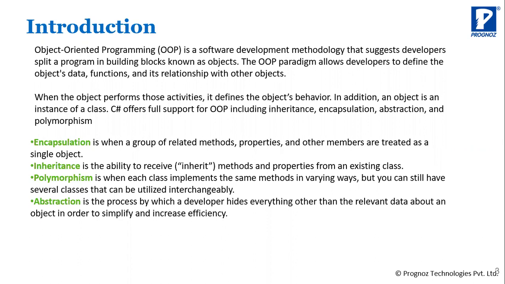Inheritance is nothing but achieving or receiving the properties and methods from an existing class. That is called inheritance, or taking the properties or the behavior of the existing class is called the inheritance concept. Polymorphism: poly means many and morphism means form, many forms. Polymorphism is when each class implements the same methods in varying ways, so different functionality is there. But we can still have several classes that can be utilized interchangeably.